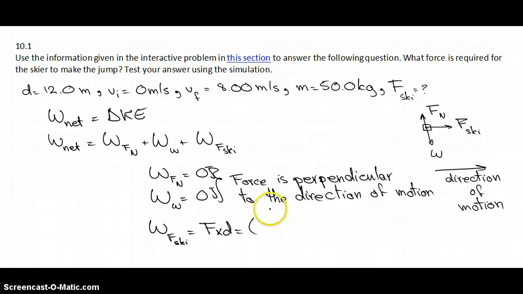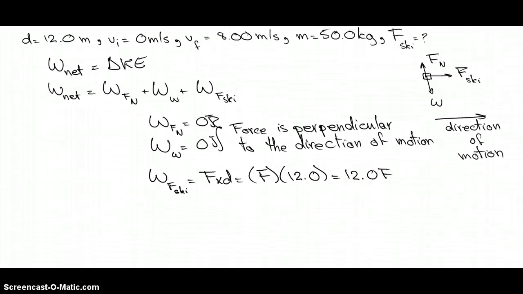So, we have the force of the ski stays as a variable because that's what I'm trying to find. And the distance covered is 12. So it's 12F. I need to leave it as it is. And from that, the work net will be equal to 12F plus 0 plus 0. It is 12F.